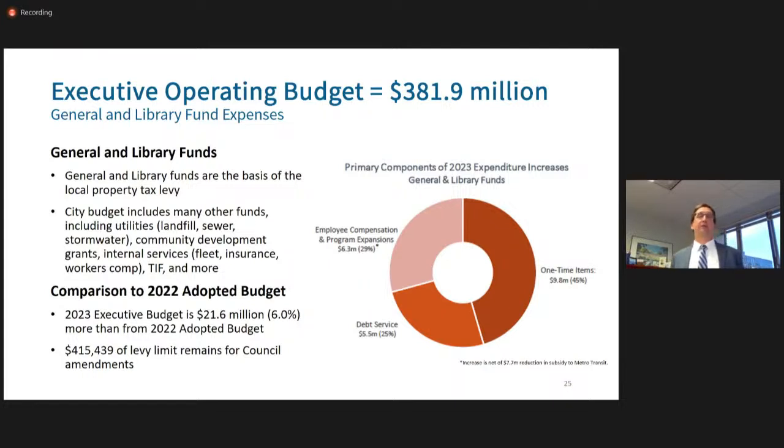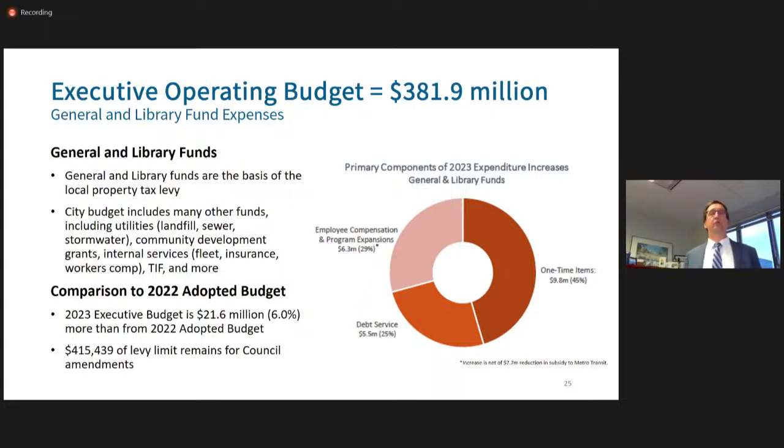TIF stands for tax increment financing. It primarily pays for capital investments in certain geographic areas of the city that have been identified for blight and for targeted economic development and other investments and other funding sources. So when we look at the general library fund and compare it to the 2022 adopted budget, it's a 6% increase, or about $21.6 million.